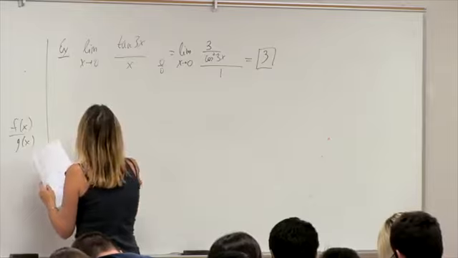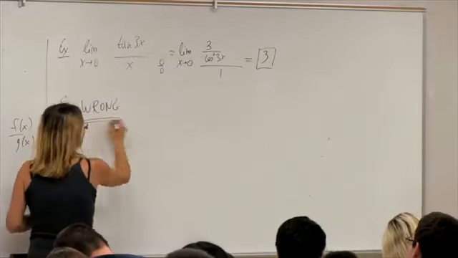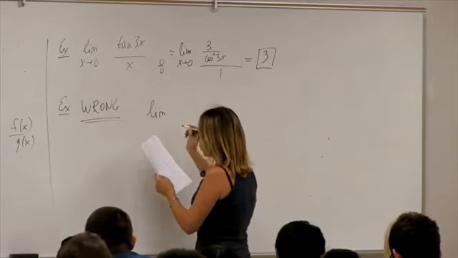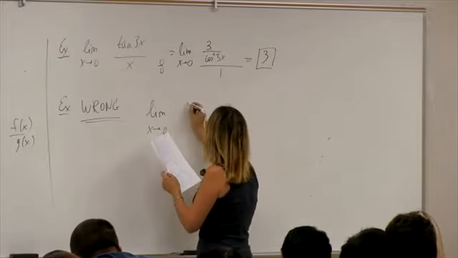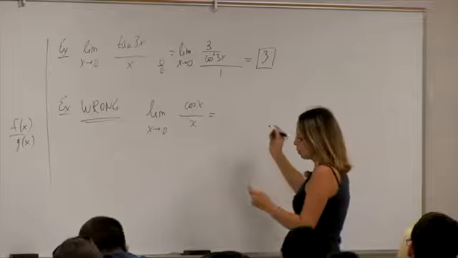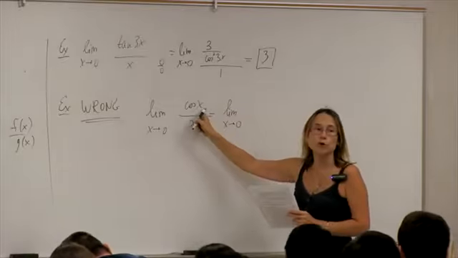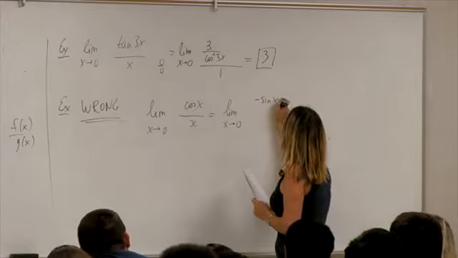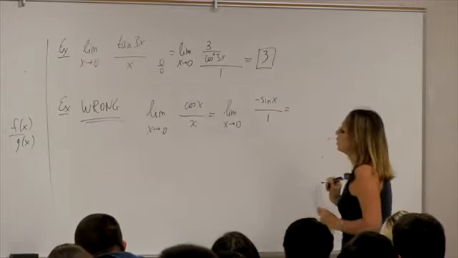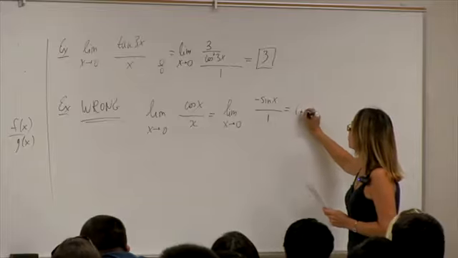The next example is going to be wrong. Okay, write it down. Don't do this on your own. Let's calculate the limit as x goes to 0 of cos x over x. Okay. So what I do here, I take the limit. The derivative of cosine is minus sine. The derivative of x is 1. And what's the answer? It's 0.